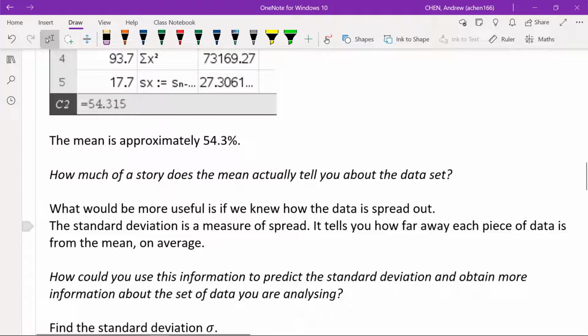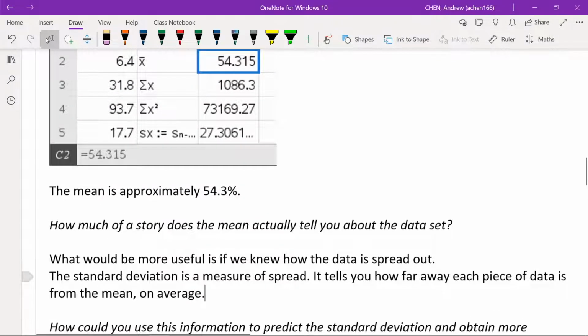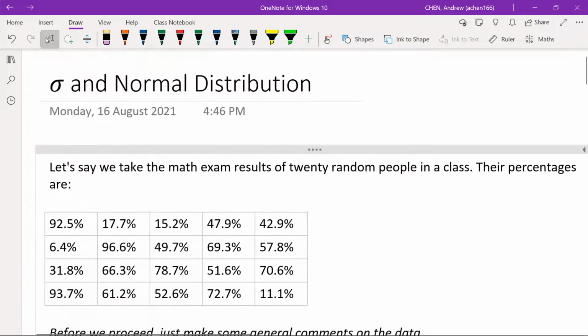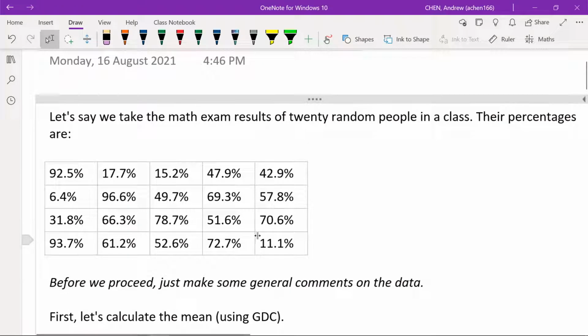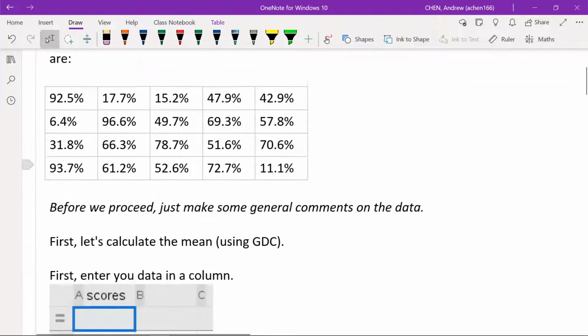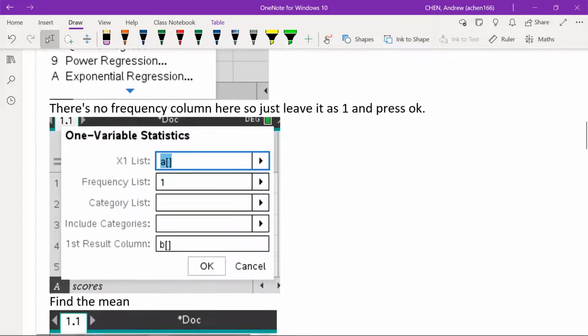Knowing this, let's predict what the standard deviation is going to be like for these 20 scores. We already said that they're very spread apart. We got low scores, high scores, scores in the mid-range. So if the data is spread apart, then you can expect your standard deviation to be quite high, compared to the mean.